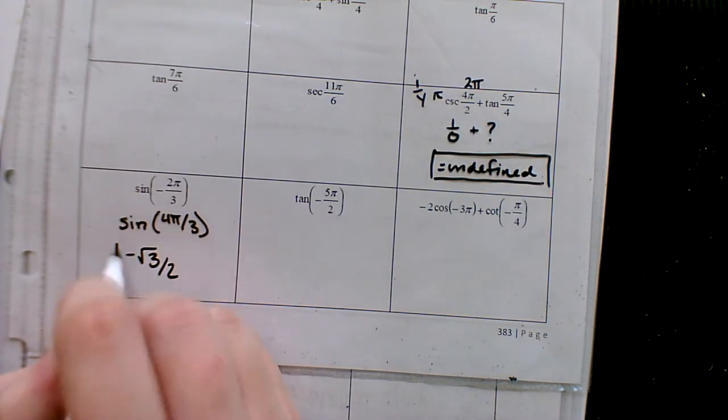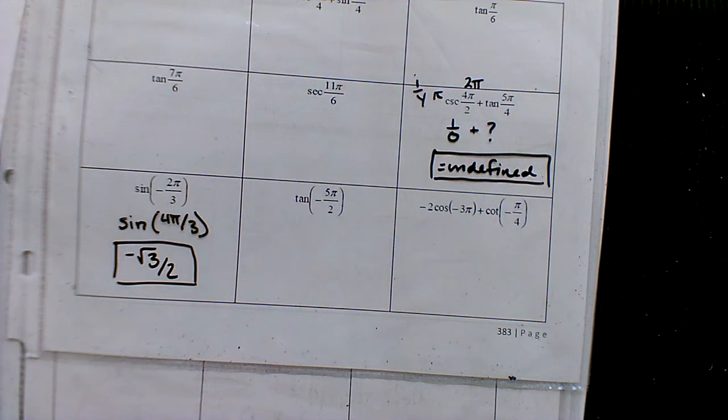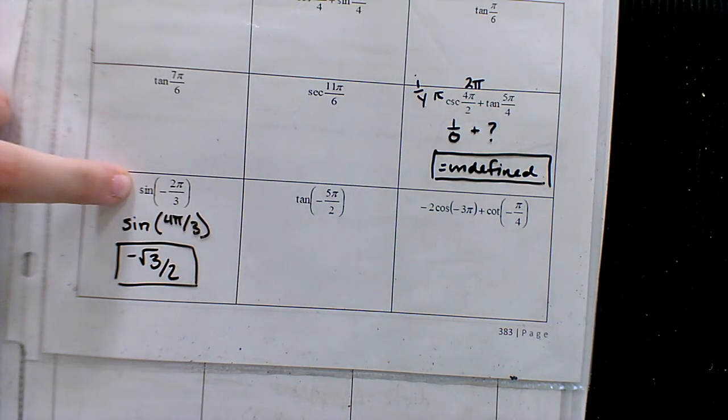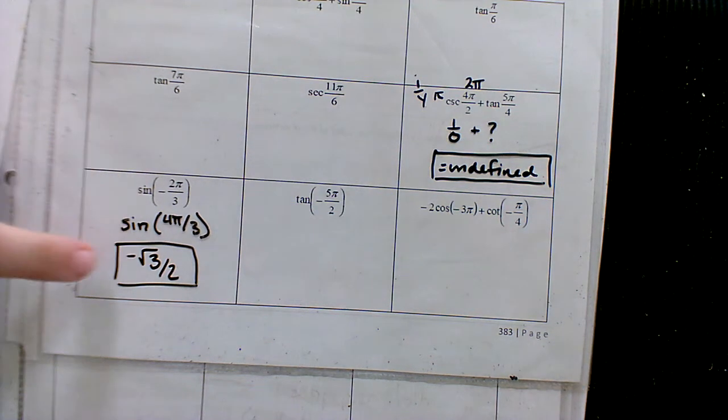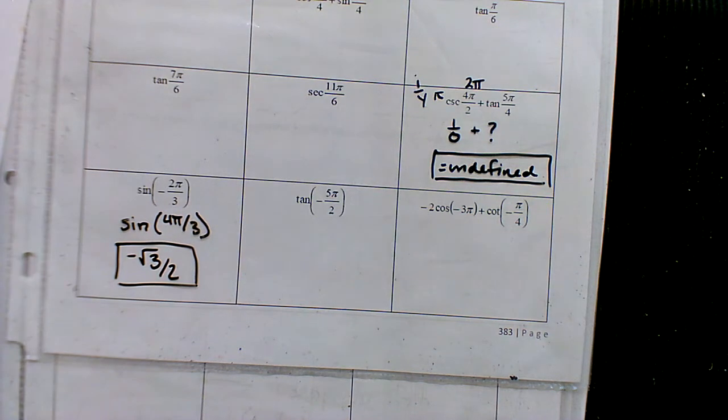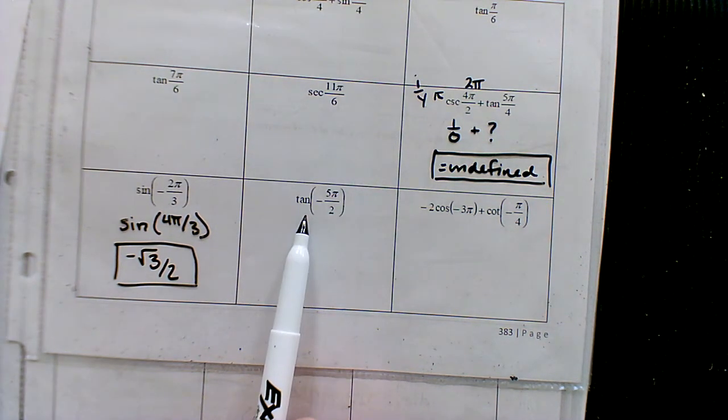Perfect. All right. If you wanted to check it on your calculator, you could. You would type in sine of negative 2 pi over 3. Make sure you're in radian mode because you're typing in a radian. And it should match the negative square root of 3 over 2 decimal. So you can make sure those decimals match. You can check your work. Let's try the same thing for the next one.